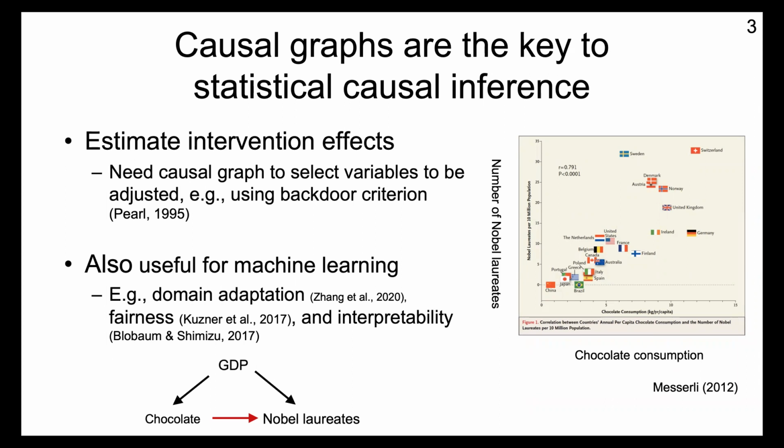The information contained in the causal graphs is also recently proving to be useful also in machine learning. For example, the information in causal graphs can be used for better domain adaptation, and is also useful for checking and improving the fairness and interpretability of machine learning models.